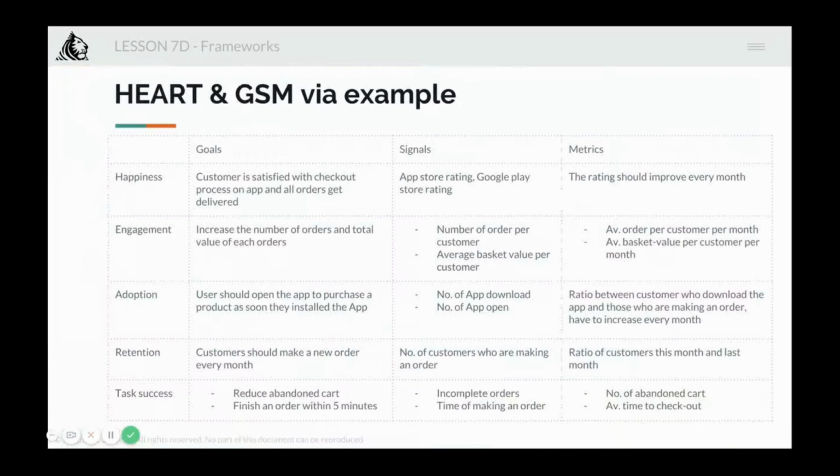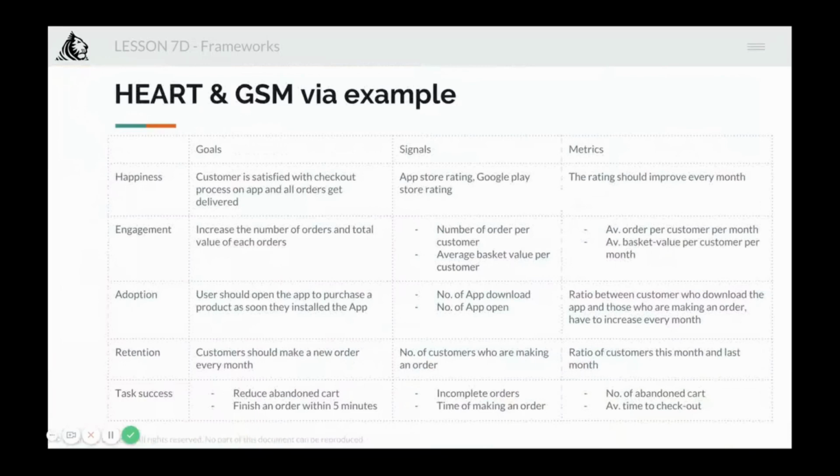Moving along, an important framework that I would recommend is HEART on the rows and GSM, which is goals, signals, and metrics, on the column side. If you analyze your product using HEART on the left and GSM on the top, it will help you exactly identify what the happiness goals, engagement goals, adoption goals, retention goals, and task success goals are, and that will help you quantify your metrics in a much better way.